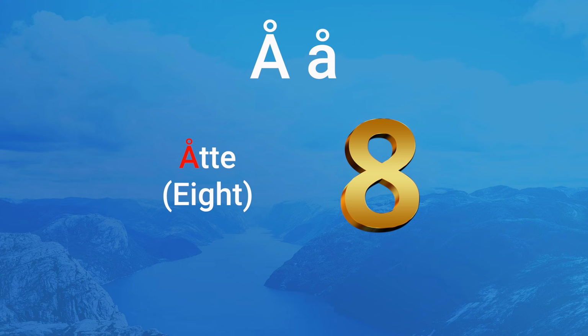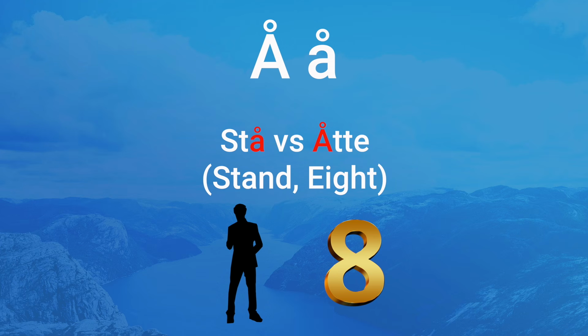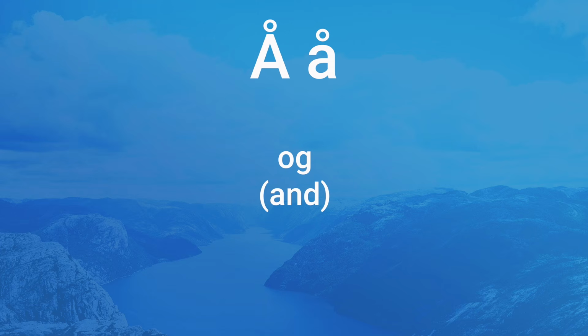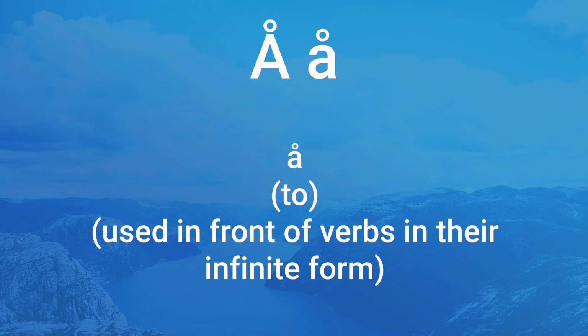Å. Åtte, åtte. An example of a long versus short Å is stå, åtte. This letter sounds identical to the Norwegian word å, which means and. Å by itself means to, as in to fish or any other verb. It's what you use in front of verbs in their infinitive form.